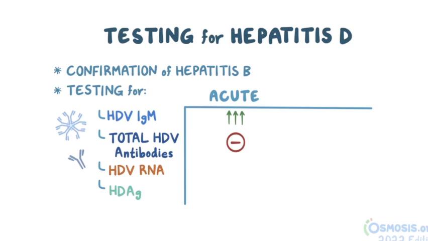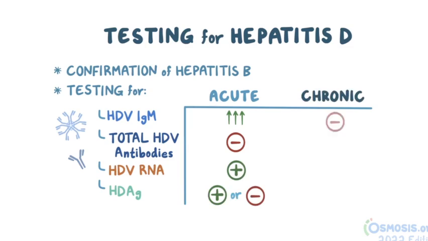HDV RNA is usually positive, and hepatitis D antigen may be positive or negative because it disappears so quickly. Whereas with chronic HDV infection, HDV IgM is negative, total HDV antibodies are positive, HDV RNA is positive, and hepatitis D antigen is negative.